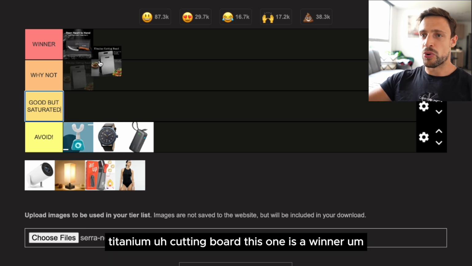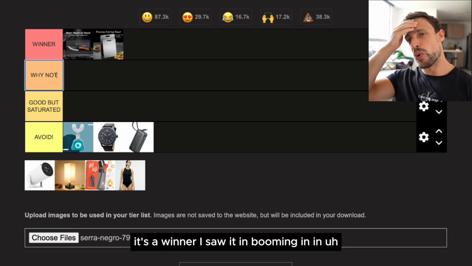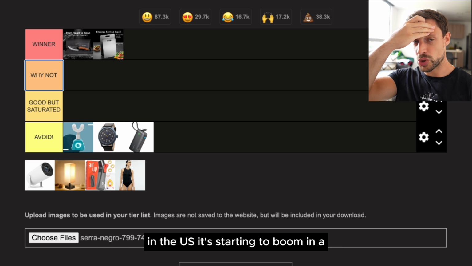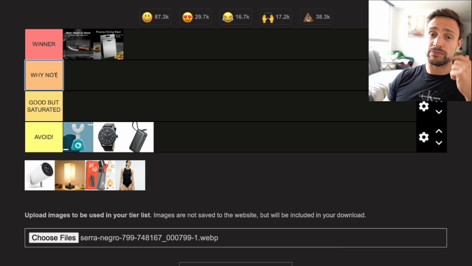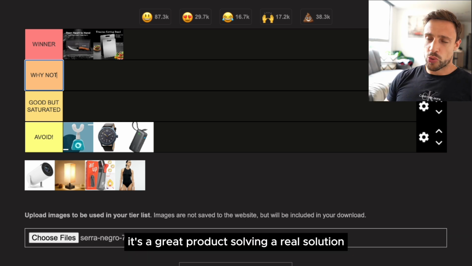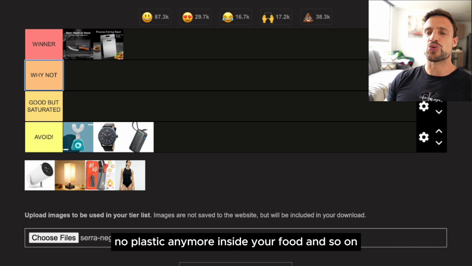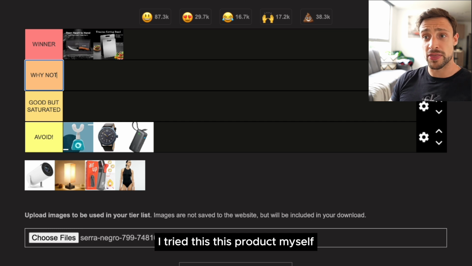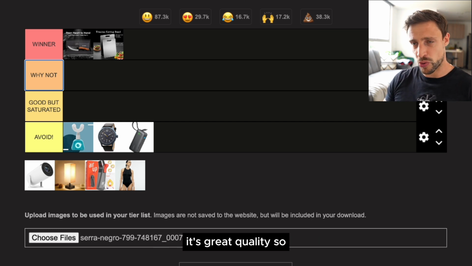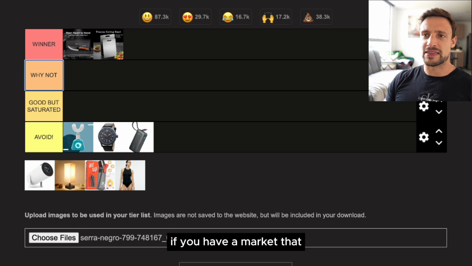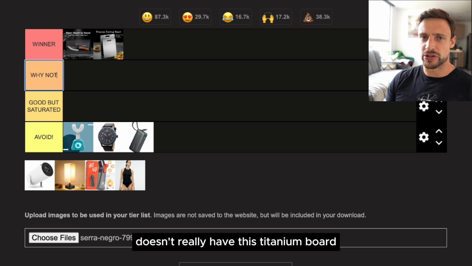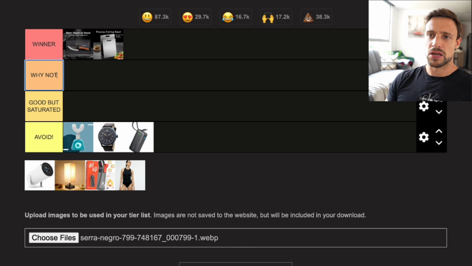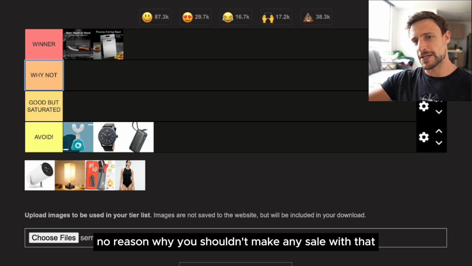Titanium cutting board. This one is a winner. I saw it booming in the US. It's starting to boom in a couple of markets as well. It's a great product, solving a real problem. No plastic anymore inside your food and so on. You have a real pain that is solved thanks to this product. I tried this product myself. It's great quality. So if you have a market that doesn't really have this titanium board, go for it. There's no reason why you shouldn't make sales with that.